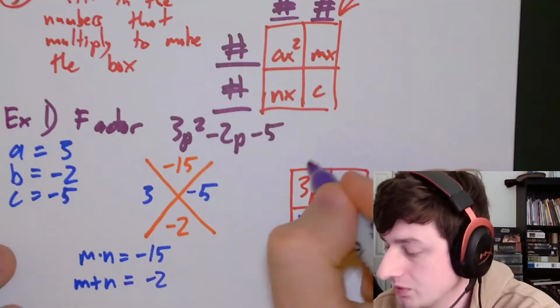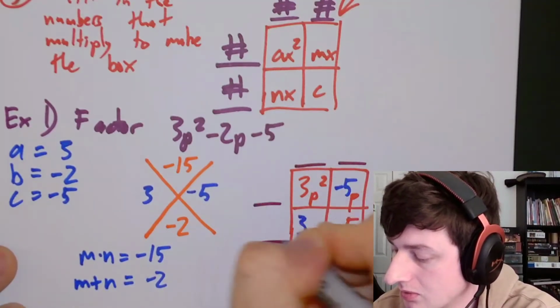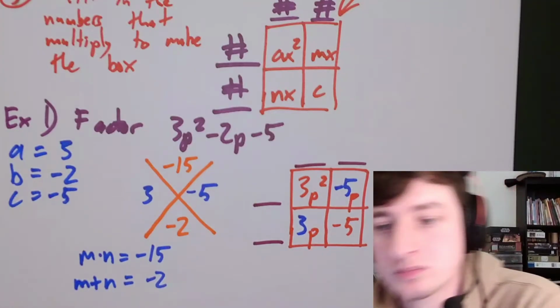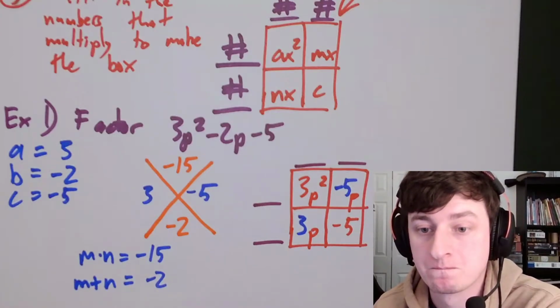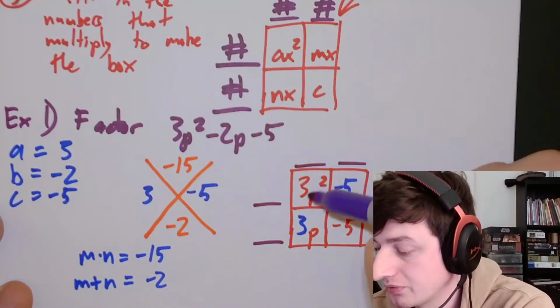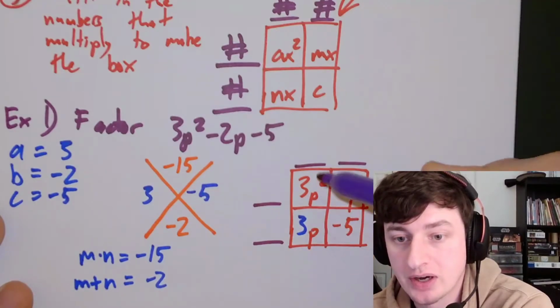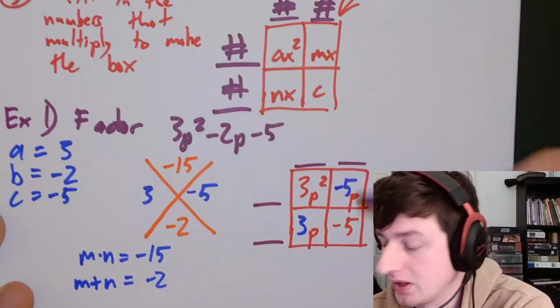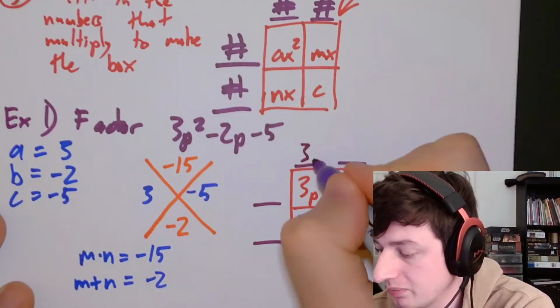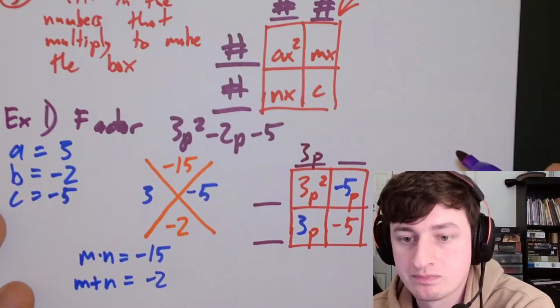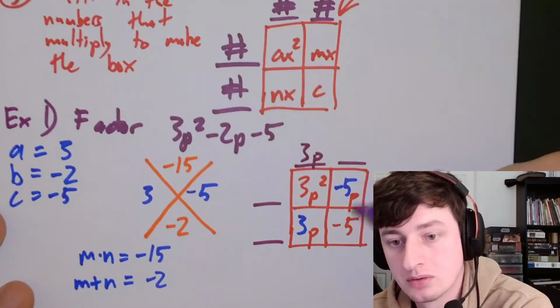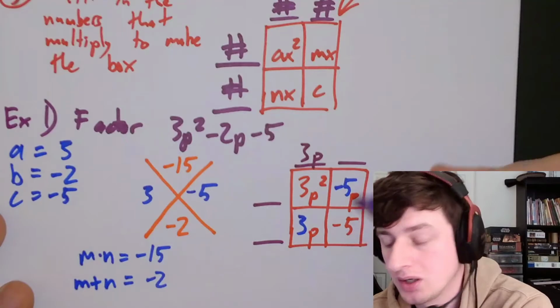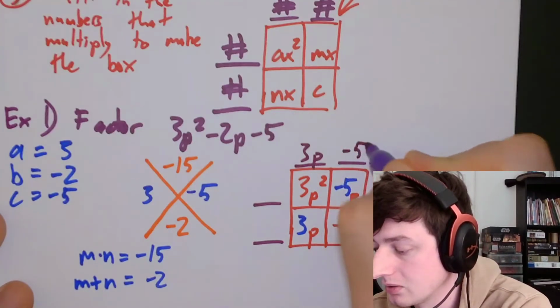Right? So now we just need to figure out these pieces. So what do they have in common? That's what we're asking. What does 3p squared and 3p have in common? What can I factor out of both of these? Well, they both have a 3 and they both have a p, right? What do these both have in common? Negative 5p and negative 5 both have a negative 5 in common.